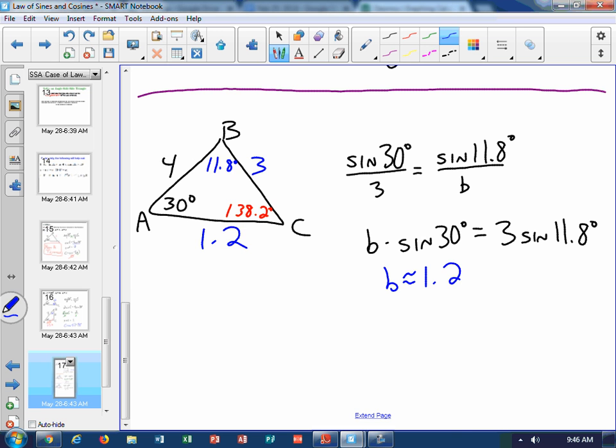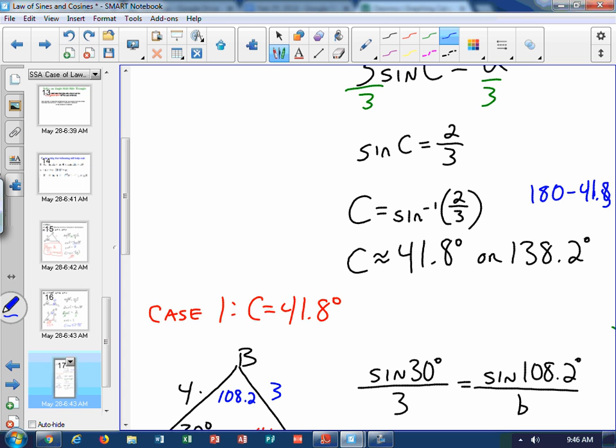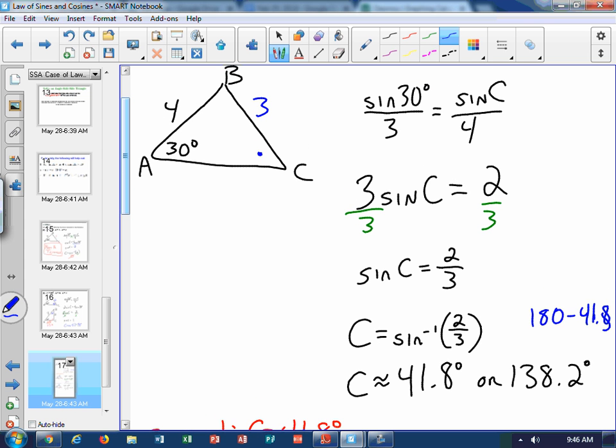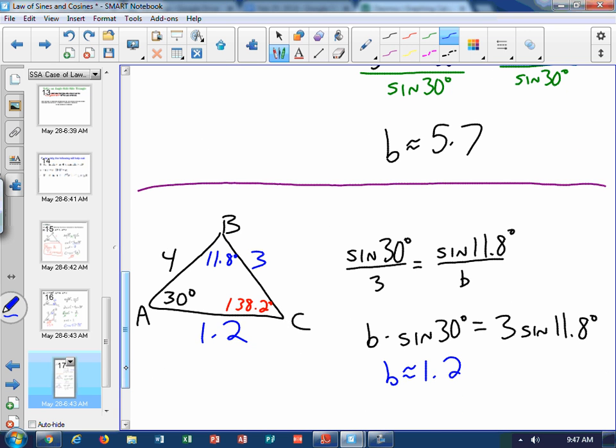So we have 2 triangles in this case because inverse sine of 2/3 could be 41.8 or 138.2. And if we check each one of them, there's still some room left over for angle B. Now, if the second angle of 138.2 plus the first angle of 30 didn't add up to be less than 180 degrees, then only the first angle would work. So in that case, we would only have one triangle. But because 30 degrees plus 138.2 is less than 180, we have 2 possible triangles. One where angle B is 108.2. The other where angle B is 11.8.